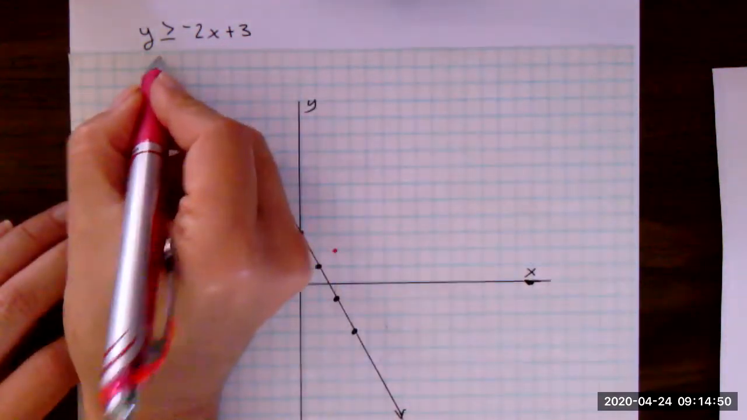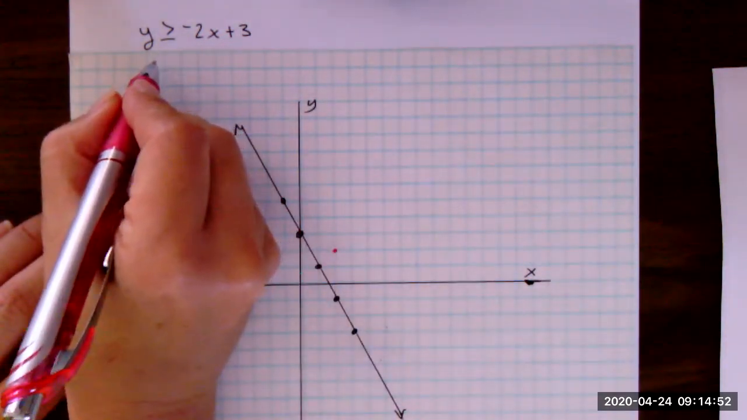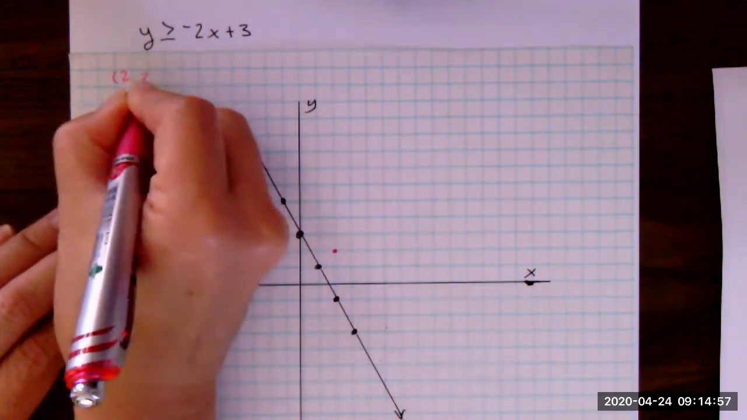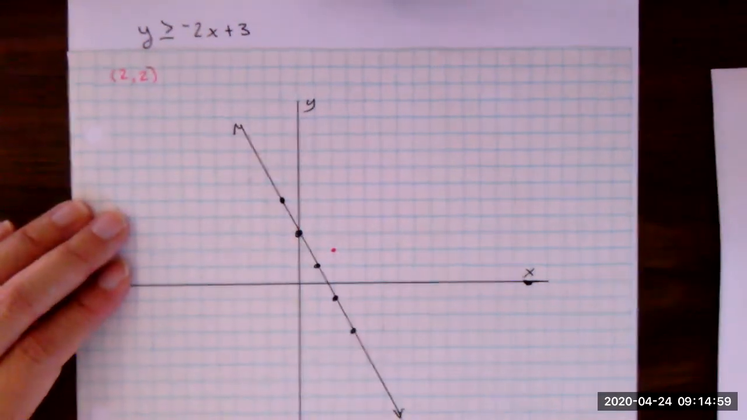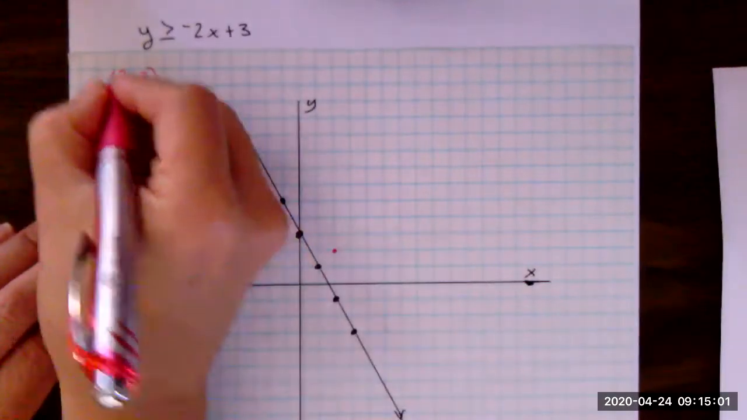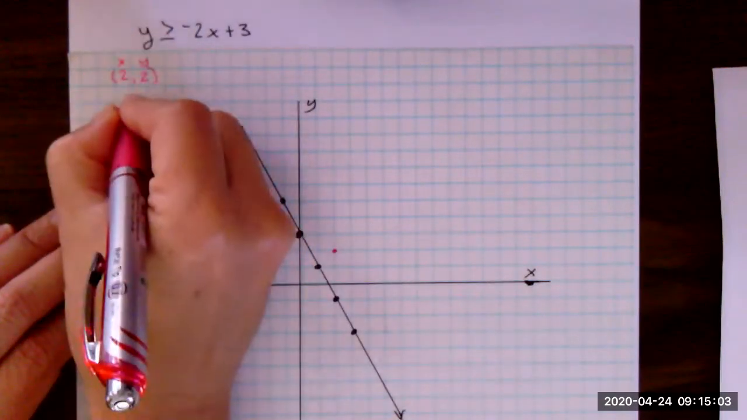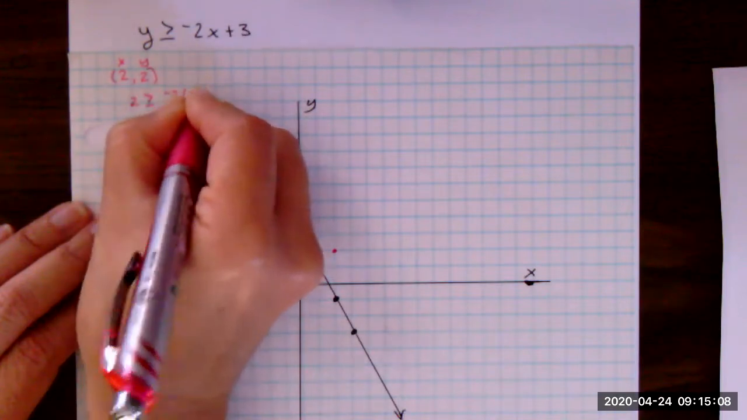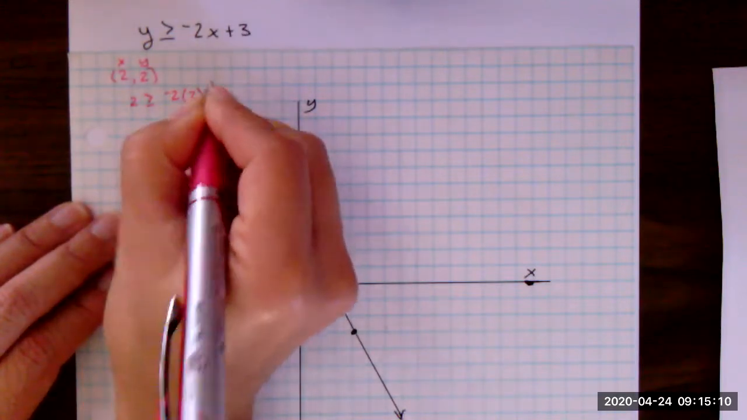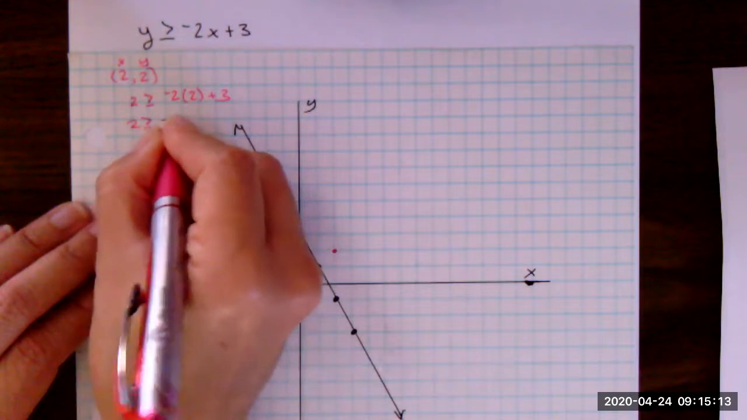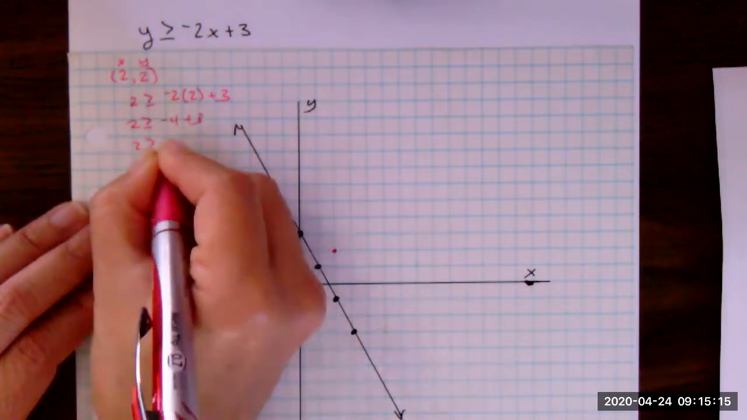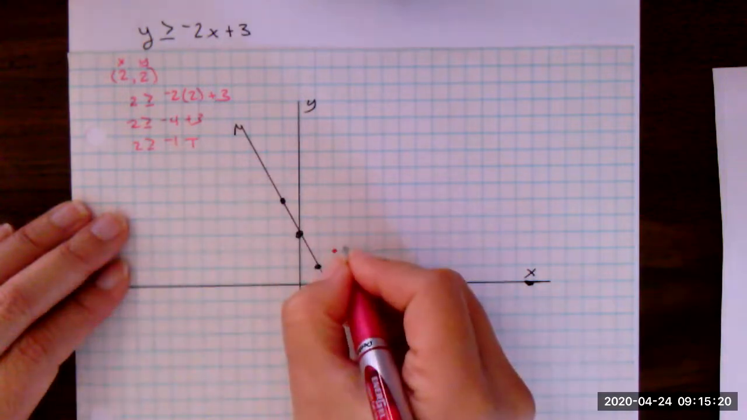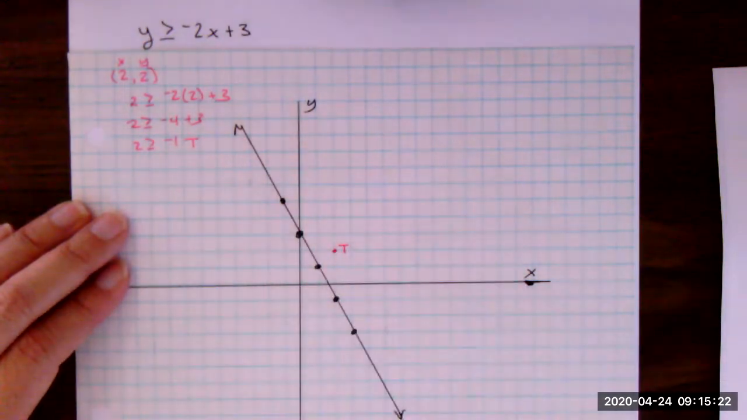The way I test it is I plug it into my inequality, and I determine if it's true or false. All right, so I'm going to do that right over here. I'm going to take the point 2, 2, and I'm going to test that point. All right, so I'm going to plug in. This is x, this is y. So is 2 greater than or equal to, and both of x and y are 2. So -4 plus 3. Is 2 greater than -1? That's true. So I'm going to put a little t here for true.